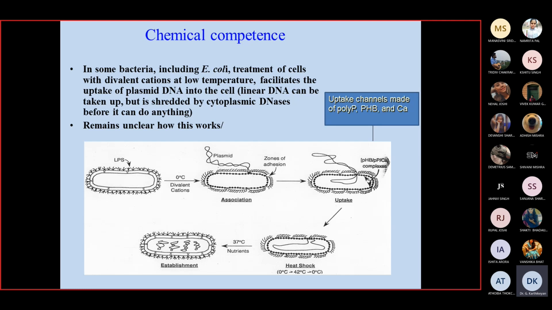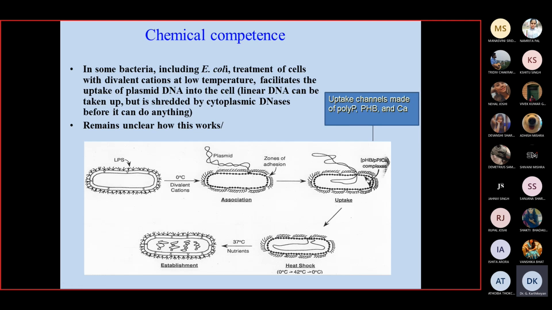The moment you give heat shock, the entire DNA gets internalized, and you don't give heat shock for too long. You basically give only a pulse, anywhere between 30 seconds to 90 seconds. Some people give it for 30 seconds, some for a minute, some up to 90 seconds. Nothing beyond that. Then at the end of heat shock, you grow them at 37 degrees centigrade, and this plasmid now establishes itself within the bacteria.